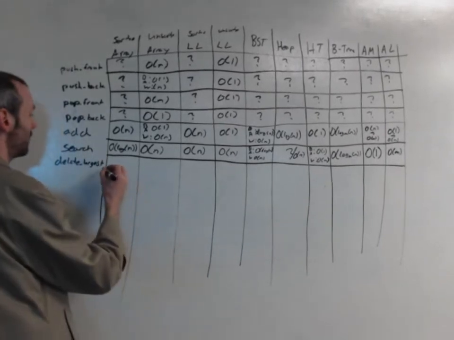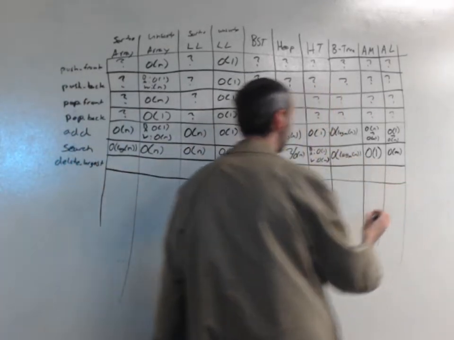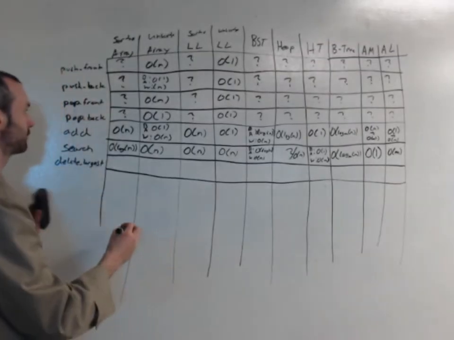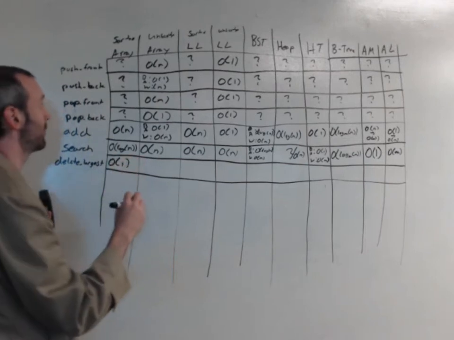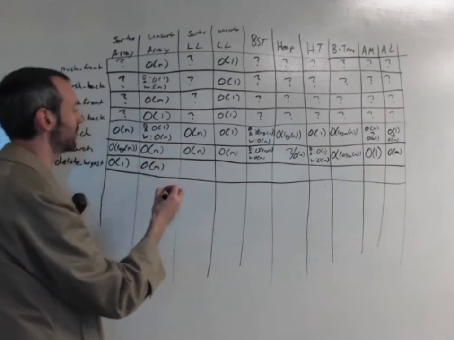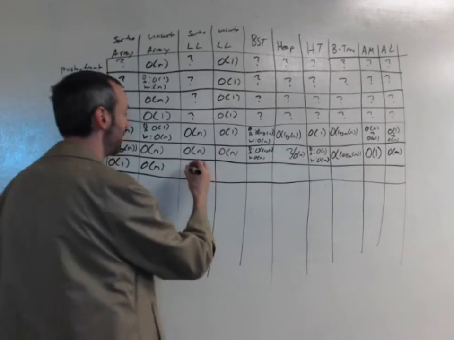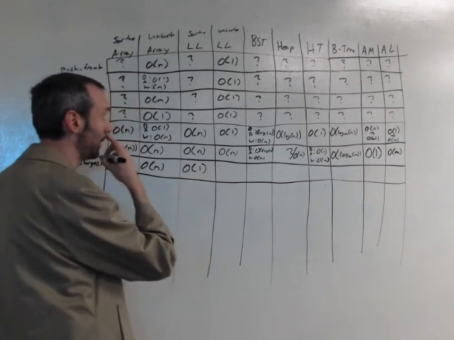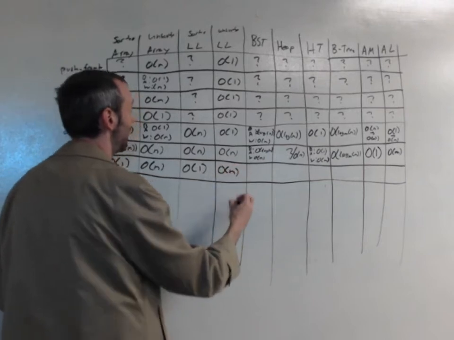All right. So if you want to delete the largest from a sorted array, it is O of 1. How about from an unsorted array? O of n. Well then, how about a sorted linked list? O of 1, because you just move the tail pointer back and then delete the tail. How about an unsorted linked list? O of n.